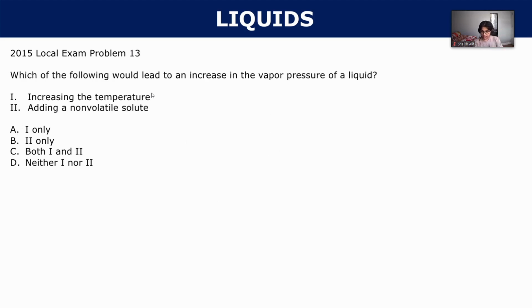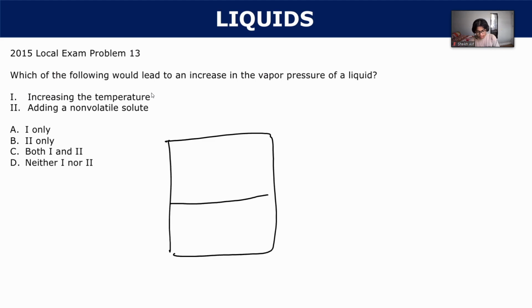Second to last one. Which of the following would lead to an increase in the vapor pressure of a liquid? So remember our diagram here, where you have a bunch of molecules, and in order for them to jump up and become vapor pressure, they need enough kinetic energy. And so how can we increase kinetic energy? We can increase the temperature. Increasing the temperature is going to increase the average kinetic energy of all the molecules, and by chance they're going to have enough energy to jump up and become vapor.